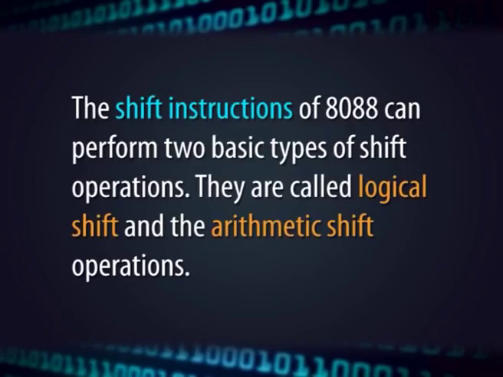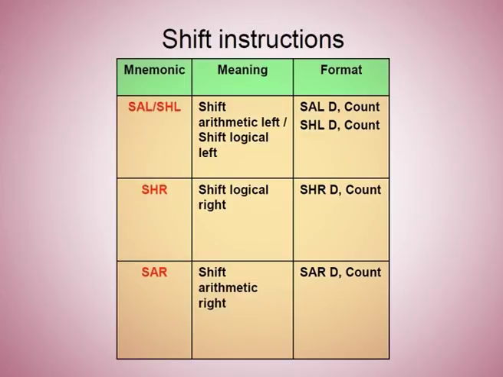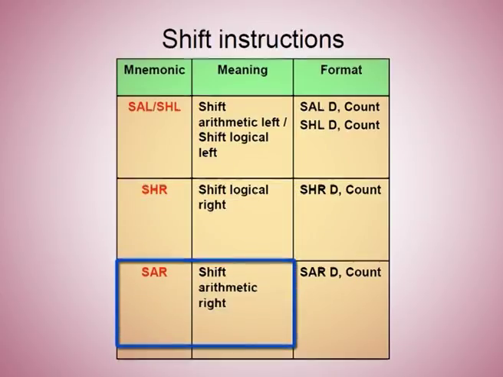The next category of logical instruction is shift and rotate instructions. The shift instructions of 8088 can perform 2 basic types of shift operations. They are called logical shift and arithmetic shift operations. Also, these operations can be performed to the right or left side. The shift instructions are shift logical left SHL, shift arithmetic left SAL, shift logical right SHR, and shift arithmetic right SAR.